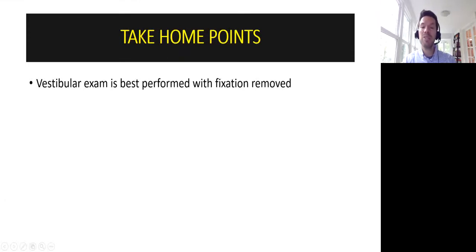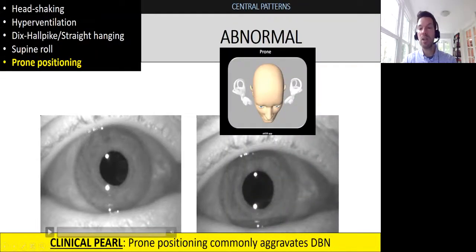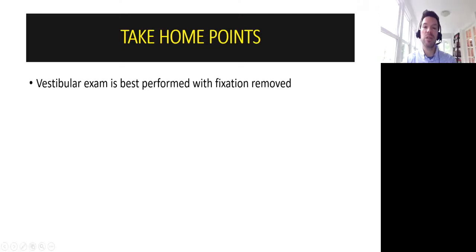All right, so take home points. The vestibular exam is best performed with fixation removed. You just saw these infrared video oculography goggles, and you saw a pair of video Frenzels earlier in the presentation. You also saw some Frenzel goggles. These Frenzel goggles are plus 20, plus 30 diopter lenses that magnify the eyes quite a bit. The patient really can't see out of them because they're so high powered. There's also illumination so that the examiner can see the patients well.